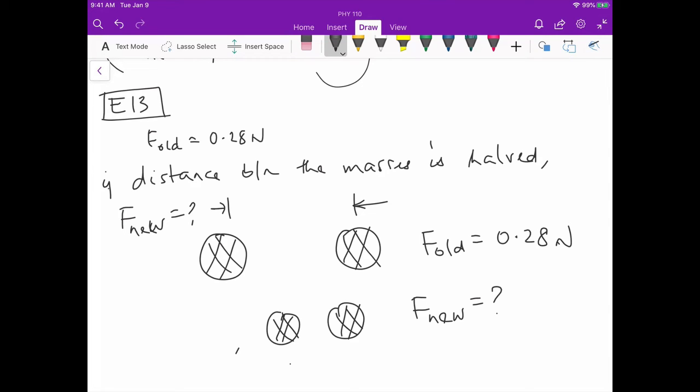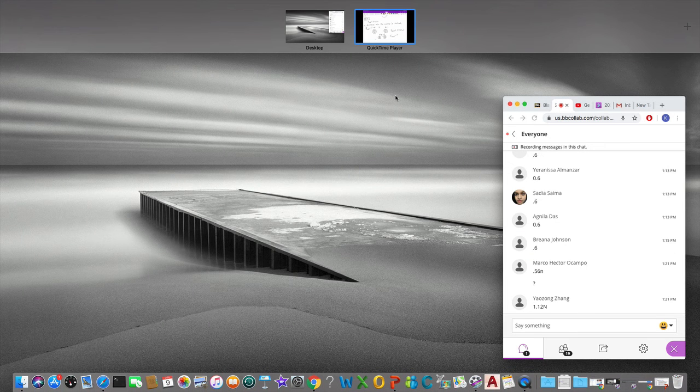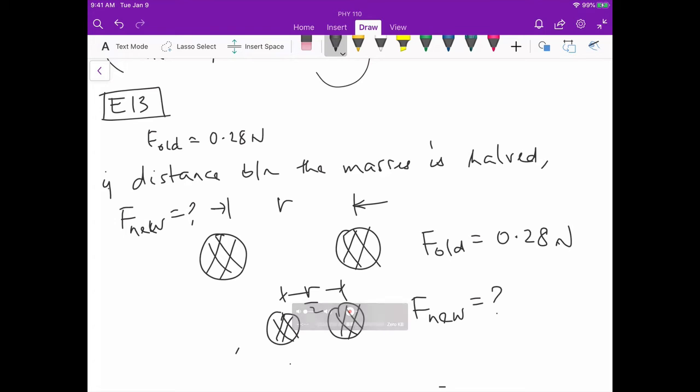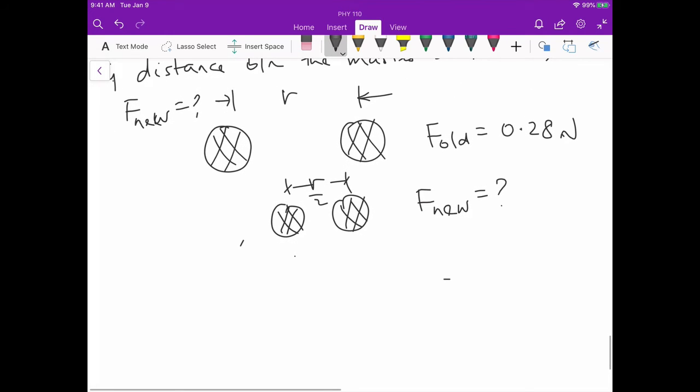First of all, you can say this is R now, this is R over 2. All right, anyone? First of all, ask yourself, will the force increase or decrease? When you get close to each other, the force increases. When you move away from each other, the force decreases. And the second item that you need to keep in mind is its inverse. What is the inverse of half? The inverse of half is 2.